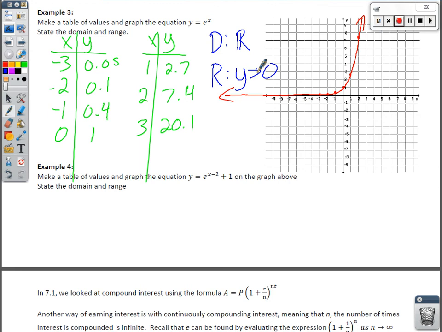Okay, let's graph one more of these functions with e. This one has e to the x minus 2, so that's going to shift the graph 2 to the right. And then it has the plus 1, which will shift the graph up 1.